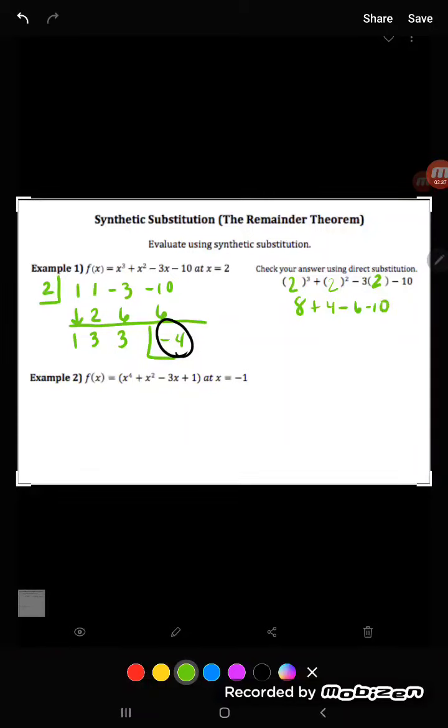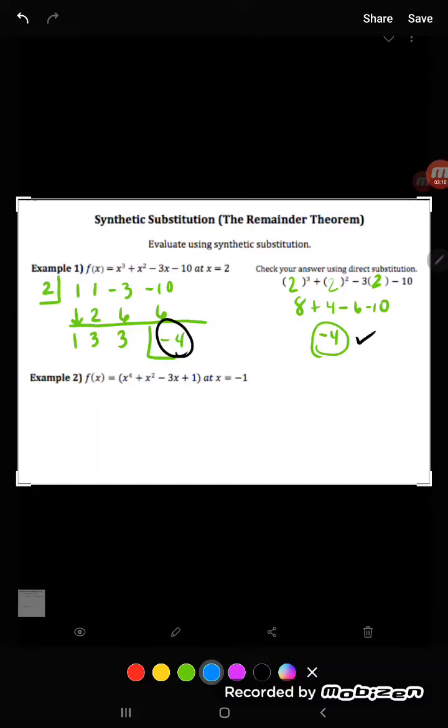minus 10. I'm going to combine like terms here, and when I combine like terms, 8 plus 4 is 12. 12 minus 6 is 6. 6 minus 10 is a negative 4. Those answers are the same. You can always check your work using direct substitution. So we're going to do this one more time. We're going to do example 2.